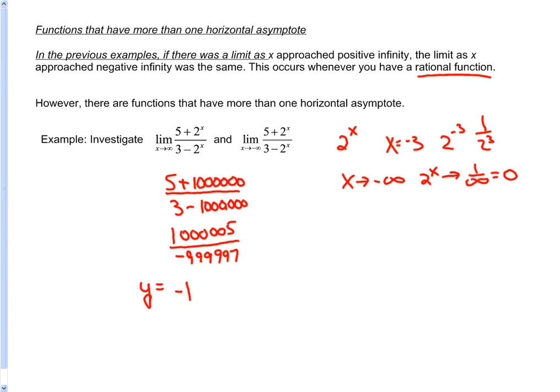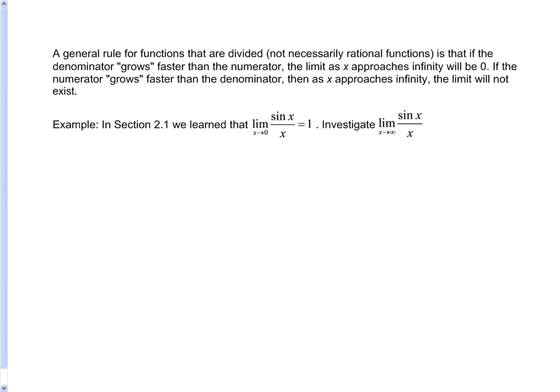And so basically we're going to have 5 plus 0 over 3 minus 0, 5/3. So we have another horizontal asymptote at y equals 5/3. Take your calculator, put in the function (5 plus 2 to the x) over (3 minus 2 to the x), and graph and verify that as we approach positive infinity, we have an asymptote of y equals -1. And as we approach negative infinity, we have an asymptote of y equals 5/3.